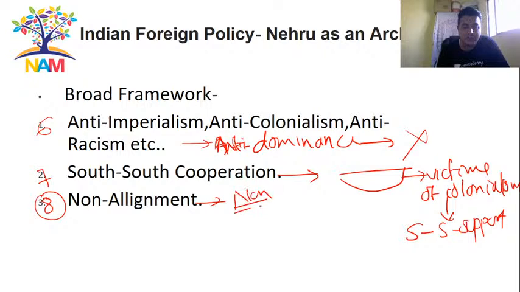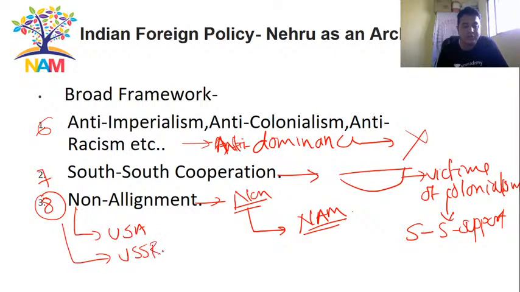The eighth broad framework is non-alignment. The representative example of it is the establishment of NAM, the Non-Alignment Movement. Non-alignment means not aligned to the USA, not aligned to the USSR, independent in decision making.